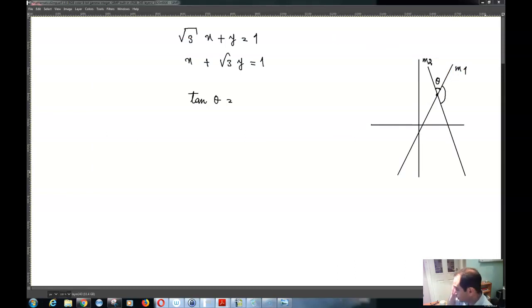Okay, so the formula was, let me find the formula. Okay, so the formula was m2 minus m1. So we said that tan of theta is equal to basically the absolute value of m2 minus m1 over 1 plus m1 times m2.